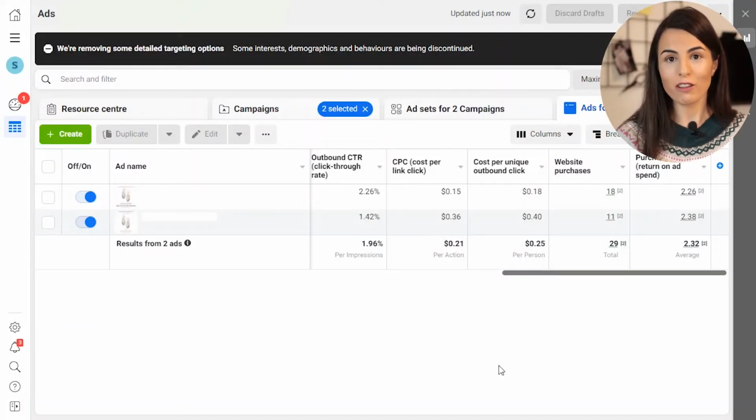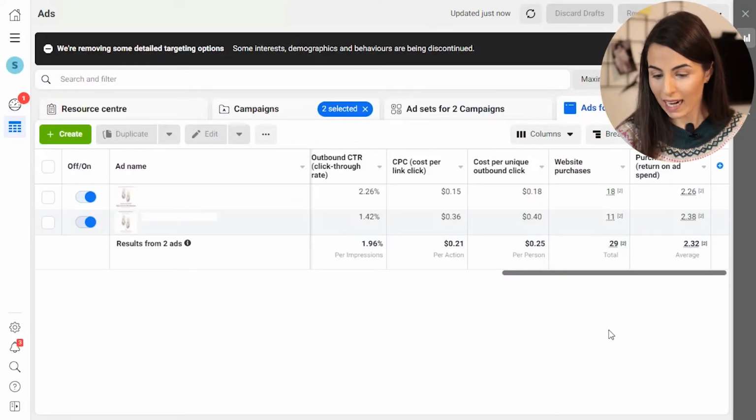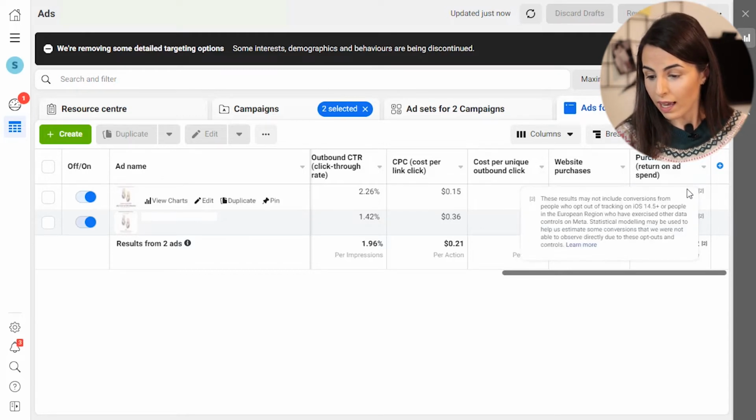So here I am inside of my Facebook Ads Manager, and in here I'm analyzing two different campaigns. For the first campaign, my ROAS is 2.26, and for the second one, it's 2.38. As I told you before, the ROASs you are seeing inside of your Ads Manager are not accurate, and you shouldn't be only relying on them. Okay, so when you hover in here, you can see that Facebook tells you that those numbers are not accurate.